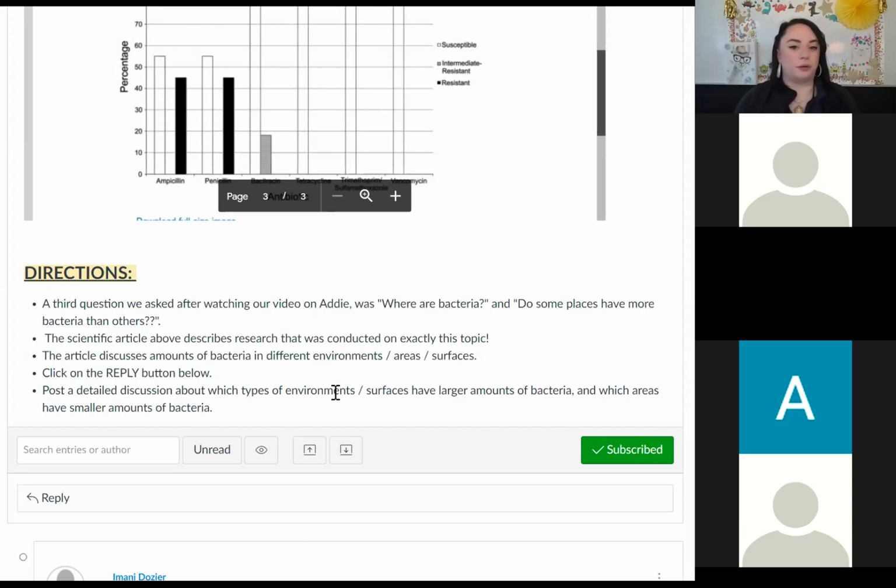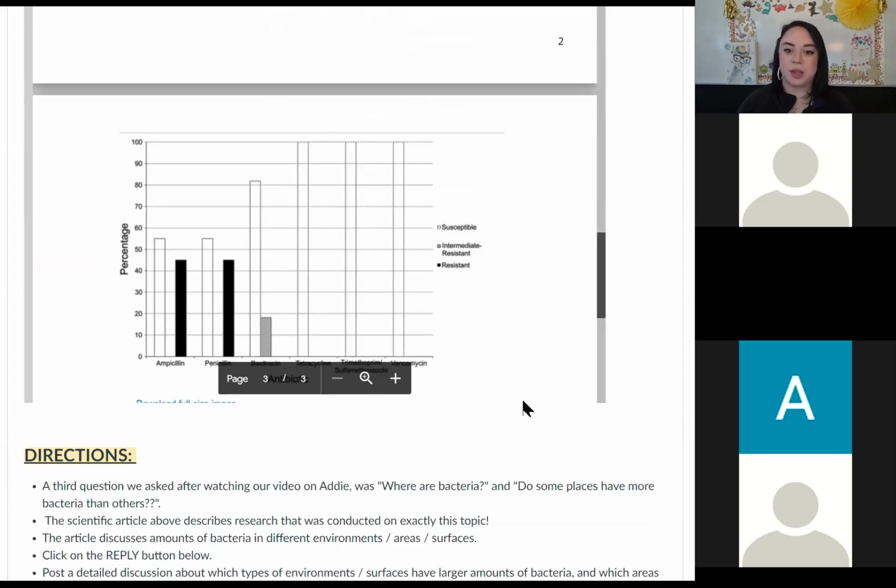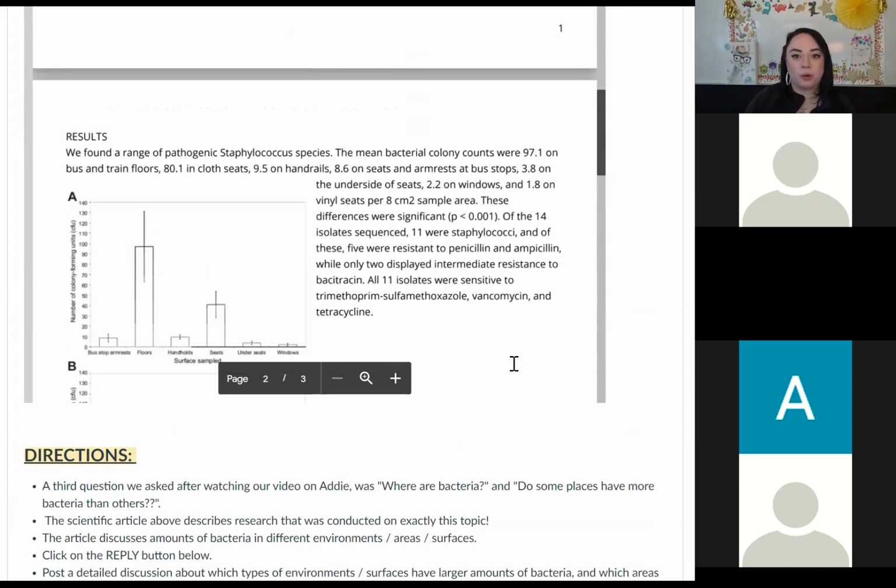All right, so let's go over this and then you guys can get started working on your homework assignment for today. So we see that floors and cloth seats have the highest amount of bacteria. I don't think the floor part surprised anyone, right? Because we walk all over it, people's shoes are dirty, people drop stuff on the floor, so I don't think that really surprised anyone. Cloth seats though, and specifically cloth seats, they said had 80 bacterial colonies, but vinyl seats only had 1 to 2 colonies.